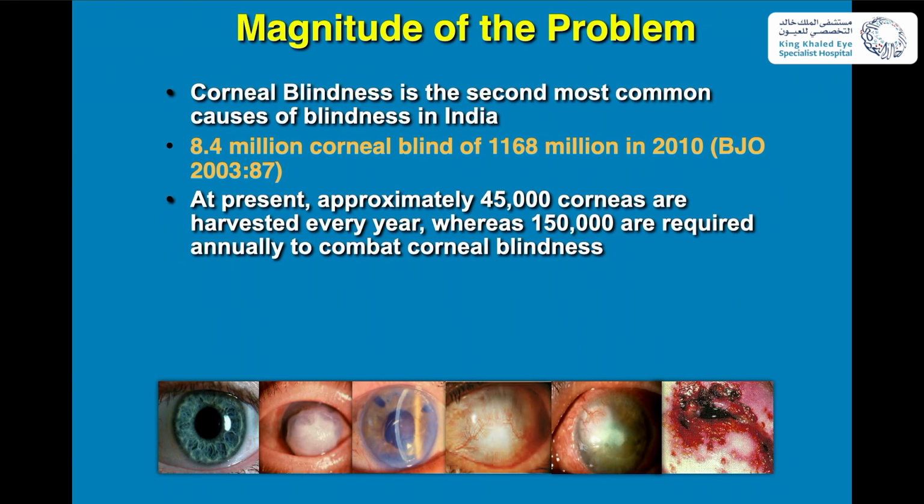We know that there is a huge backlog of patients who need corneal transplant. For example, in India alone, 8.4 million corneal blind people are waiting. And on an average, every year, we do about 45,000 keratoplasties all over India. The need is more than 200,000 every year. And globally, of 70 patients who need a corneal transplant, only 1 patient gets the tissue.